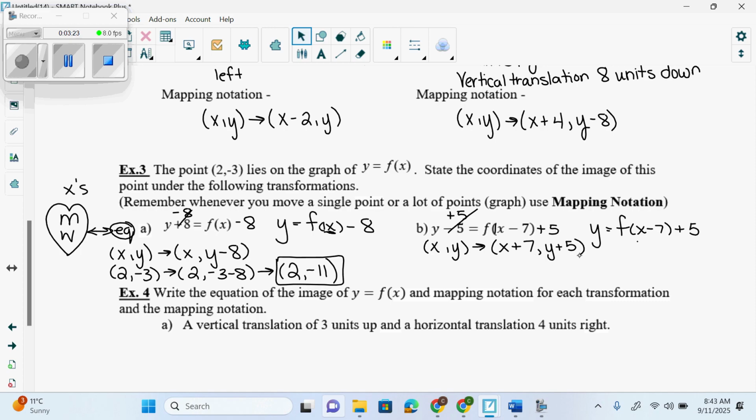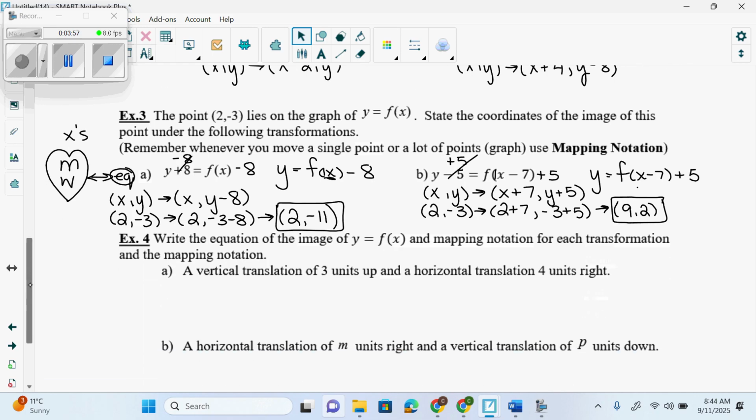Words, mapping, same, right? They're in a heart. Same. Bless you. So we use (2, -3). The question of the day. 2 plus 7, comma, -3 plus 5. And we get (9, 2). Right?